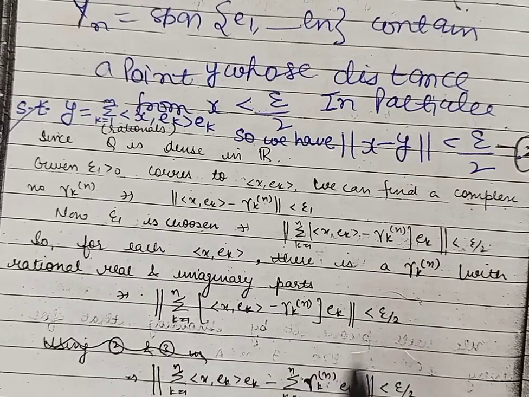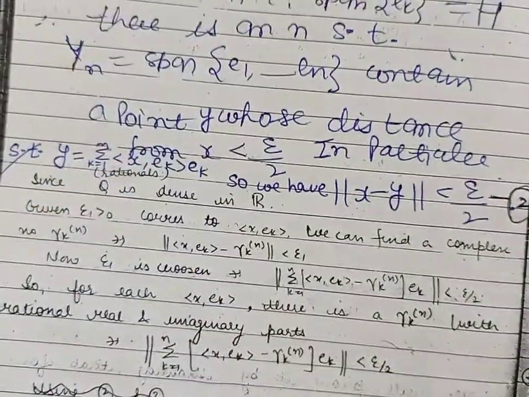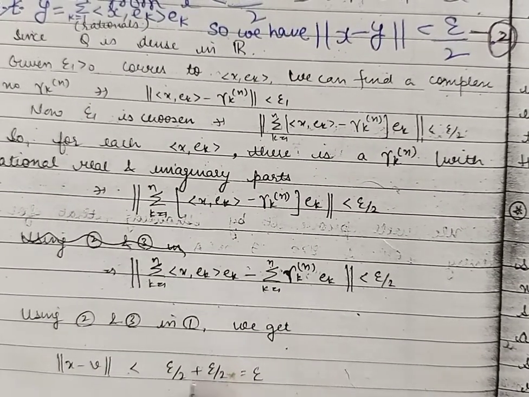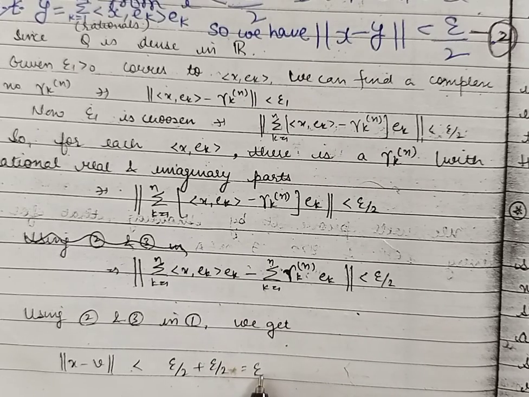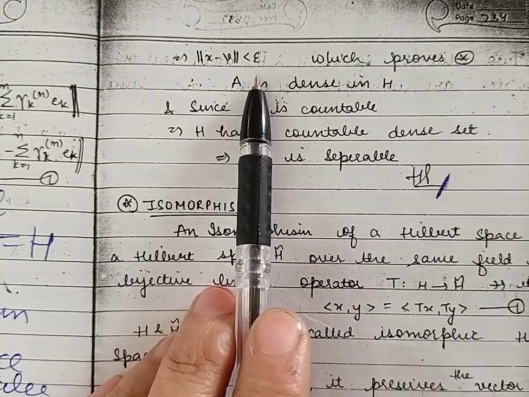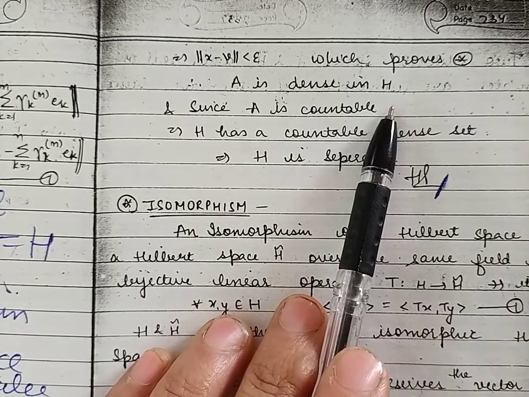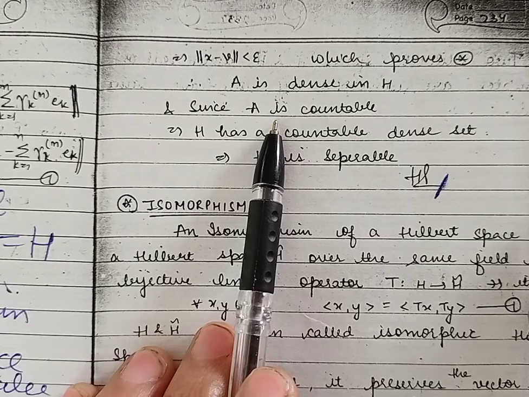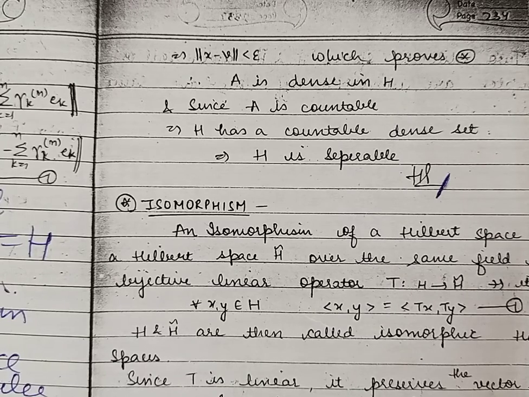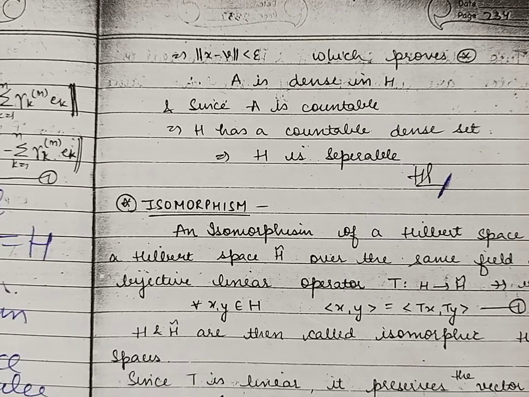So from here, using these two conditions, condition 2 and condition 3, in equation 1, we get the norm of x minus v is less than epsilon by 2 plus epsilon by 2. So we have obtained the norm of x minus v is less than epsilon. So we have obtained that A is dense in H and also A is countable. Thus we have obtained a countable dense set in H, and this proves that H is separable. So this completes your first theorem on separable Hilbert spaces.